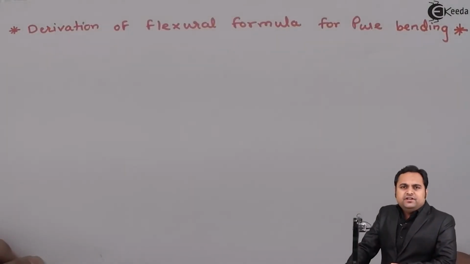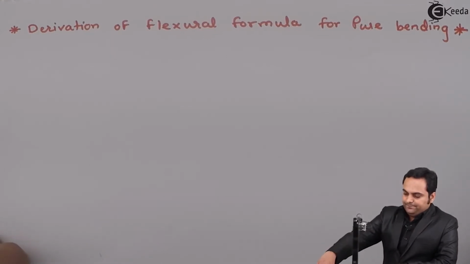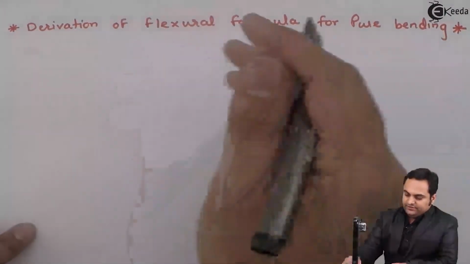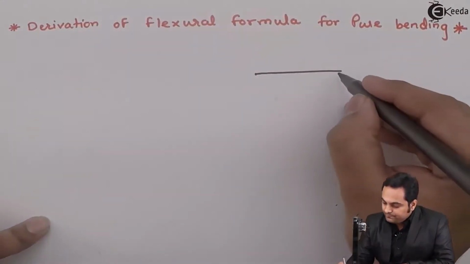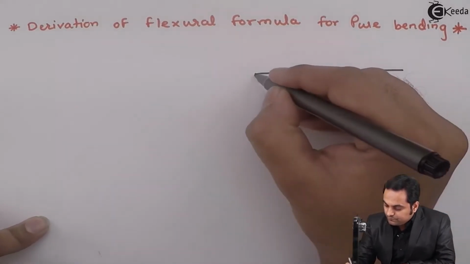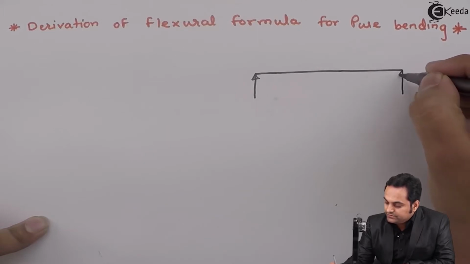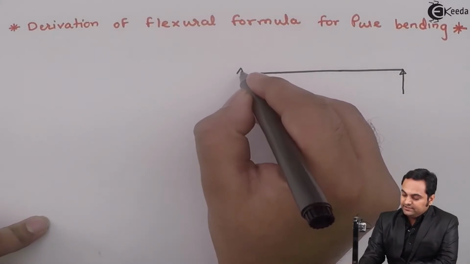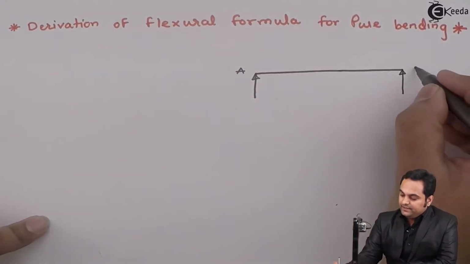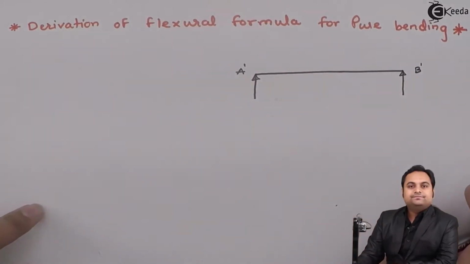In this video, we will see a derivation of the flexural formula for pure bending. For that purpose, here I'll draw the diagram, considering a beam which is simply supported at its two ends. Here we have the horizontal beam which is supported. I'll say these are ends A and B, or I can say ends A dash and B dash.